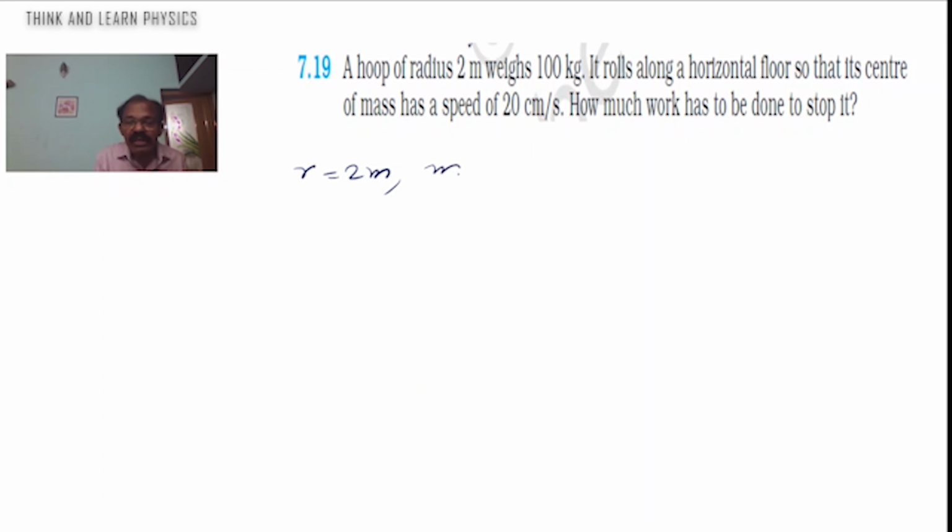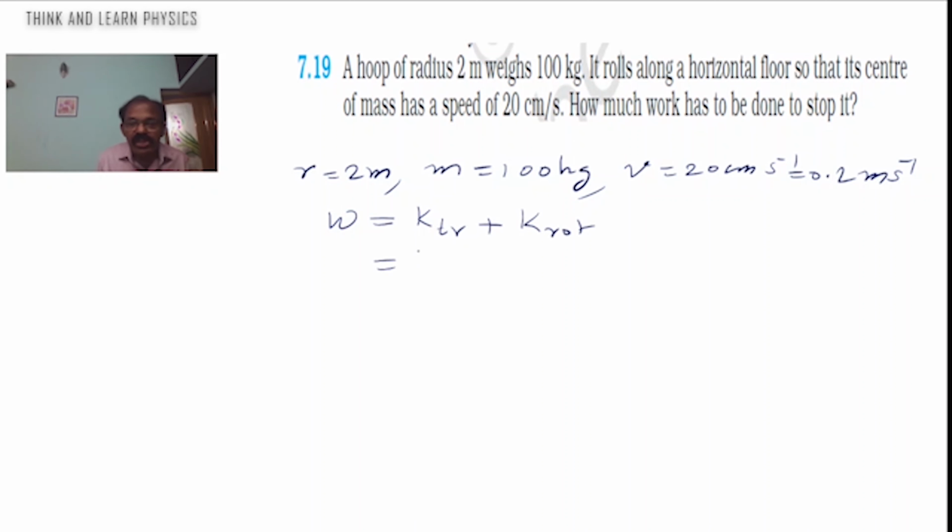Then mass of the ring, m, is equal to 100 kilogram. Then the speed of its center of mass, say v, equals 20 centimeter per second, or it is equal to 0.2 meter per second. Here, the work done in stopping the ring is equal to its initial kinetic energy minus final kinetic energy. Clearly, the final kinetic energy is equal to 0 as it comes to rest.